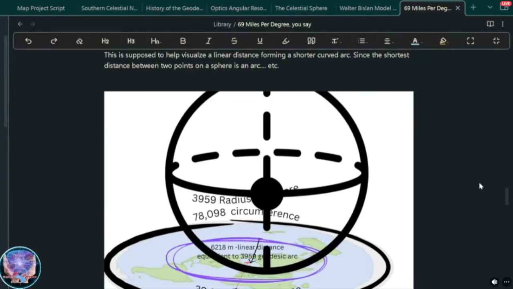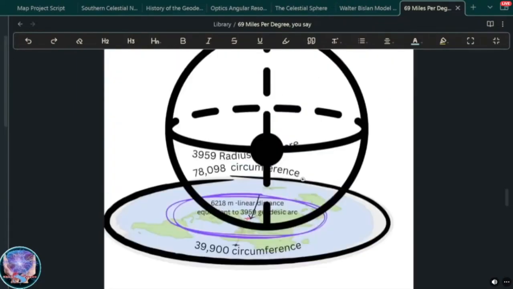a linear relationship is when it's translated into a curved arc, right? So 6,218 is exactly what it would equal. That's the linear distance. And that's equivalent to a 3959 geodesic arc, right? So if we take this linear distance and turn it into this 3D sphere up here, then that would turn into about this radius here, 3959. It's tough to visualize. Probably could have done a better job, but if you need better understanding, probably ask a better glober, right?